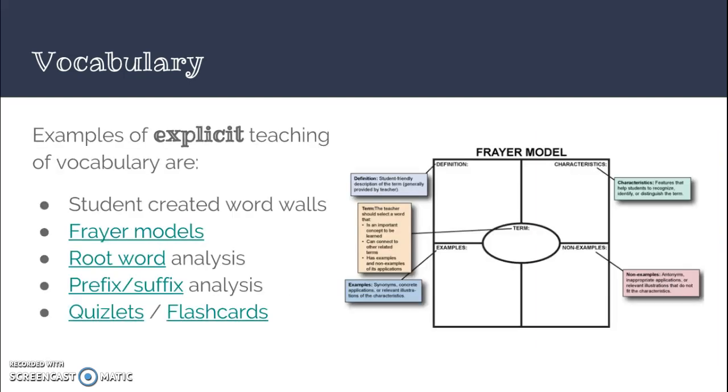Ideas for vocabulary instruction would be to use a Frayer model shown here, online programs such as Quizlet or a flashcard machine, and brief instruction on root words, prefixes, and suffixes. Links are provided here for additional resources.